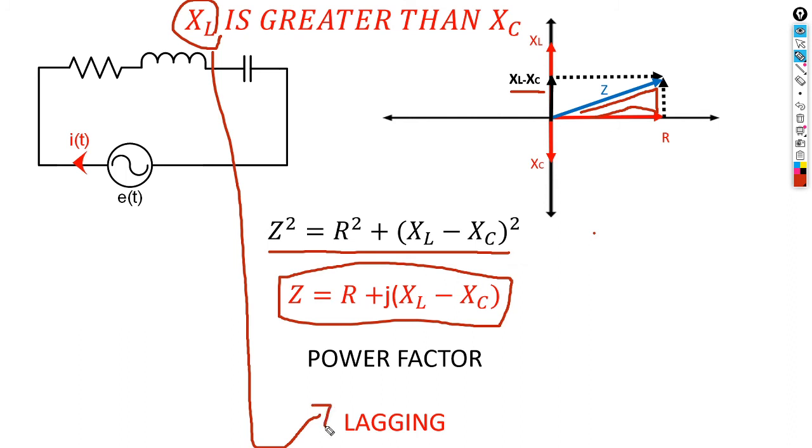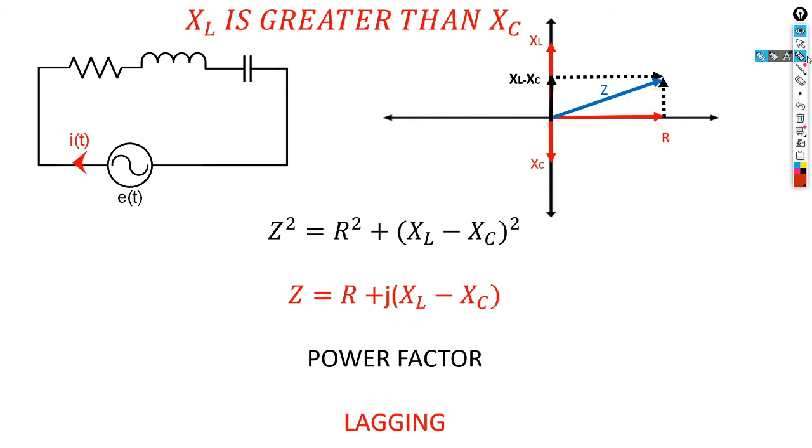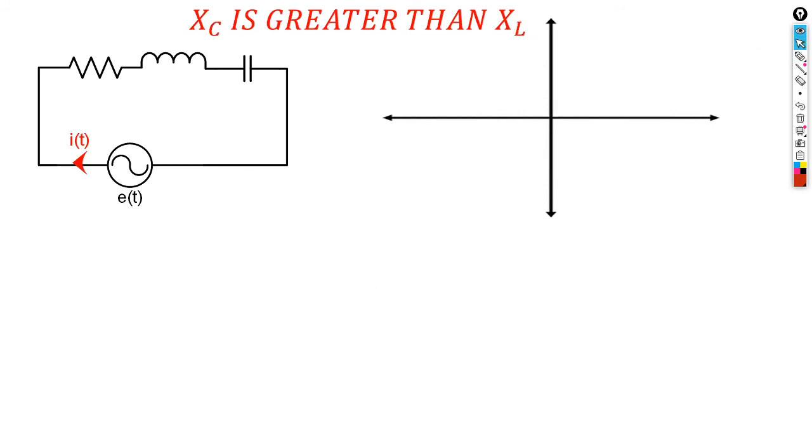The concept of the power factor will be explained in the next video. So that's how you do it. Lagging means the current is coming behind the voltage. And when it comes to an XC which is greater than XL, we're going to explain it as well.